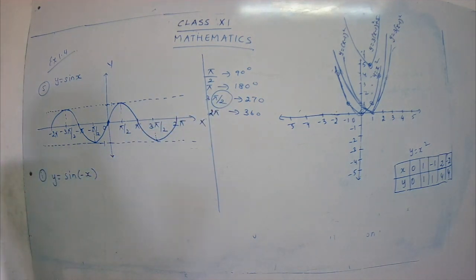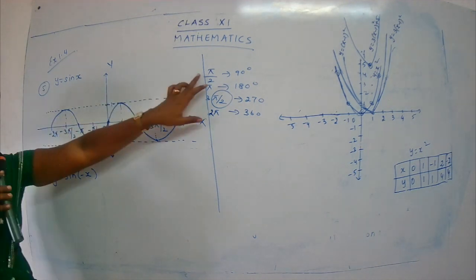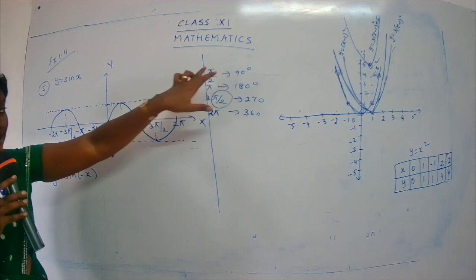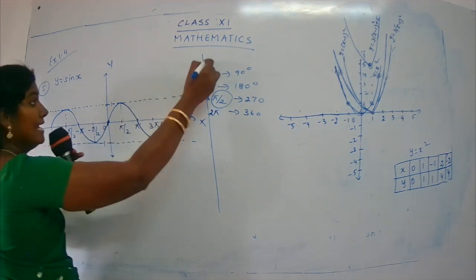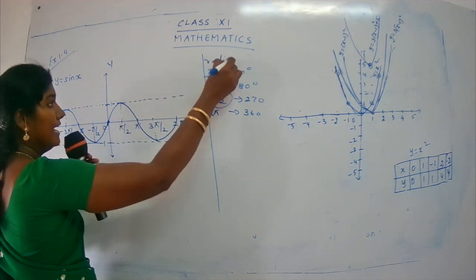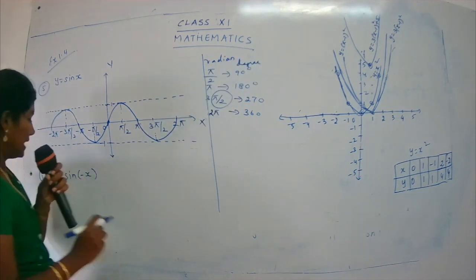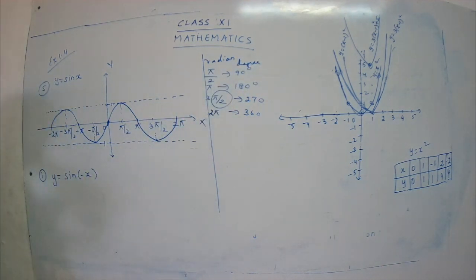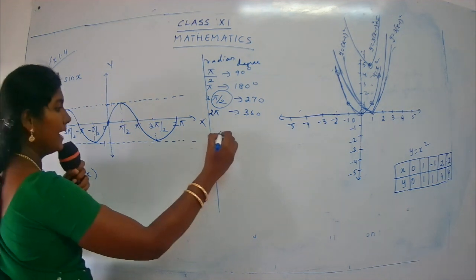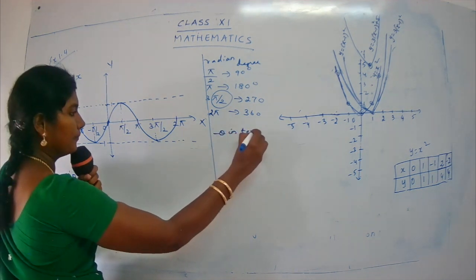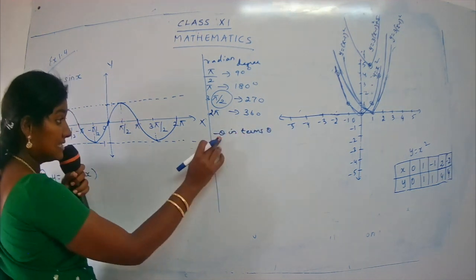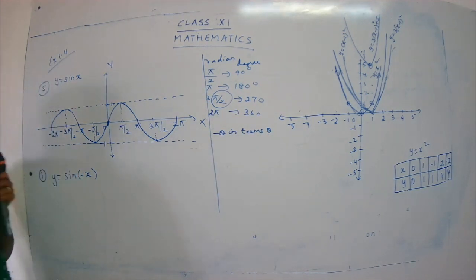I have already told you, just have a habit of taking notes. So now these are all the values. This is a degree value and this is a radian. Okay, this is called radian, R-A-D-I-A-N, radian. And this is your degree. Okay. So now I'll tell you some values of minus theta in terms of theta. How to change minus theta as theta.